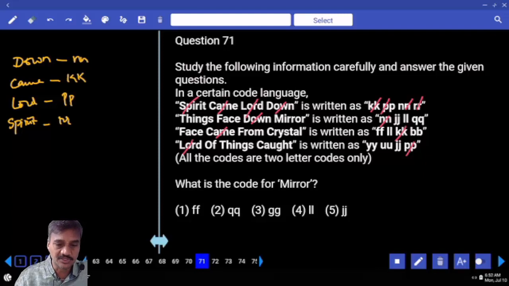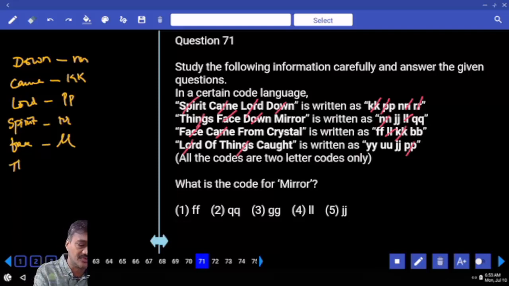Then if you compare 2 and 3, things face mirror, what is the word that is common here? Face is the word that is common between these. And the code that is common between these is LL. And face is LL. Then things and mirror, things is common between 2 and 4. The code that is common between these is J. Hence, things is J. And next, finally in the second one, mirror is the word that is left here. And the code for this mirror is Q.